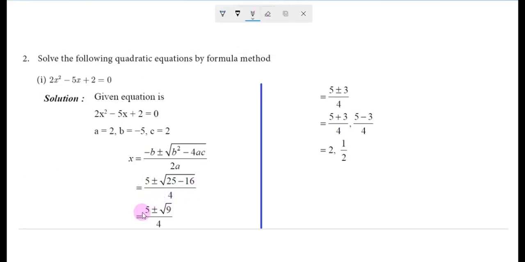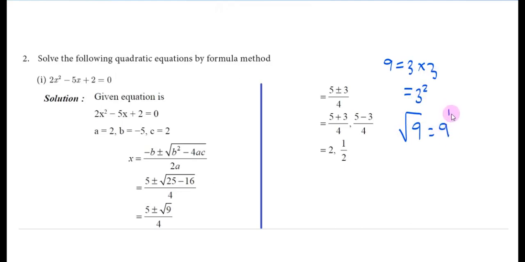Now that is equal to 5 plus or minus root of 25 minus 16, we know 9, divided by 4. 9 equals 3 into 3, am I right? 3 into 3 means this is 3 square. If we take root 9, I told you already, this is 9 power 1 by 2. So 9 is 3 square, so power 1 by 2, the 2s cancel, so 3 power 1, so 3. So the value of root 9 is 3.